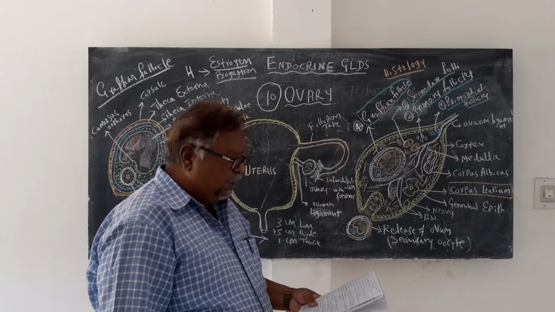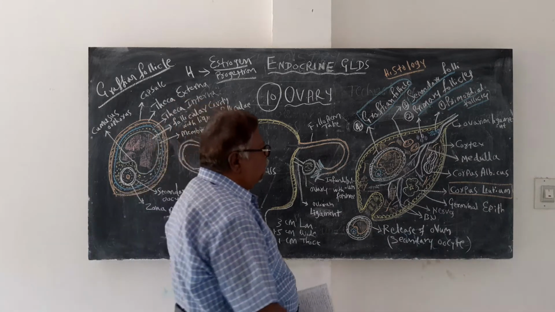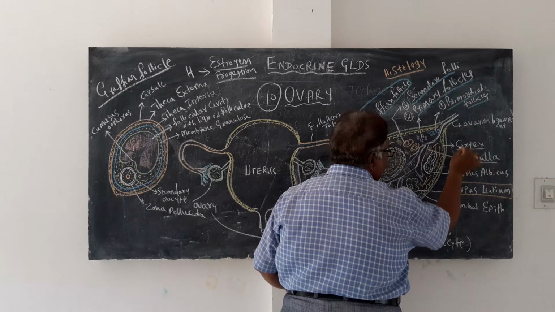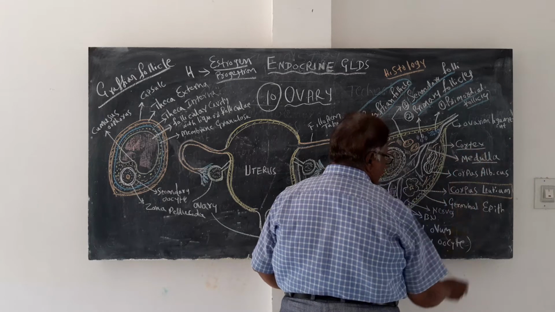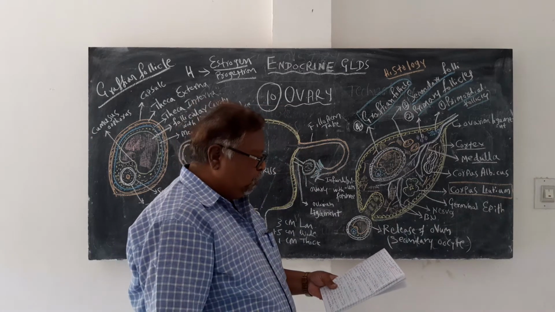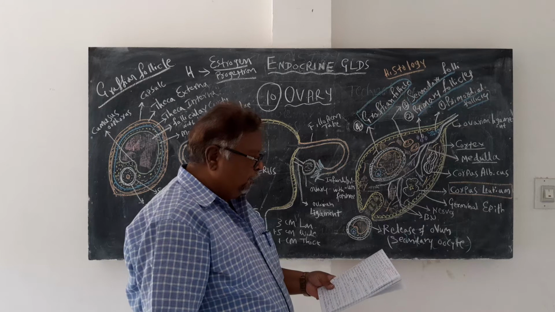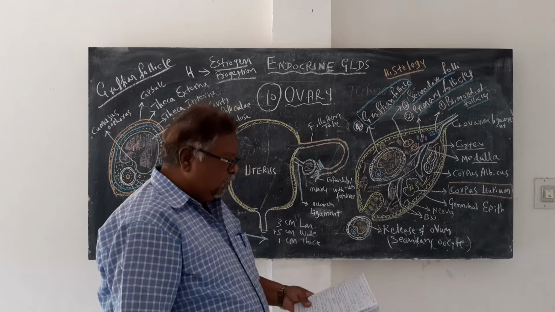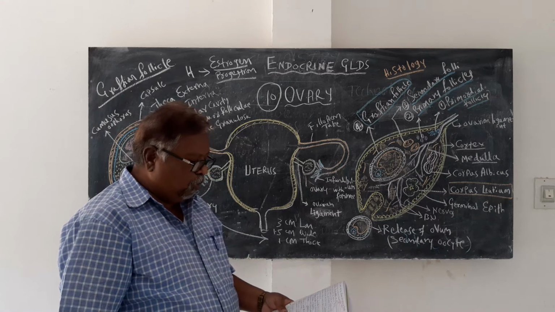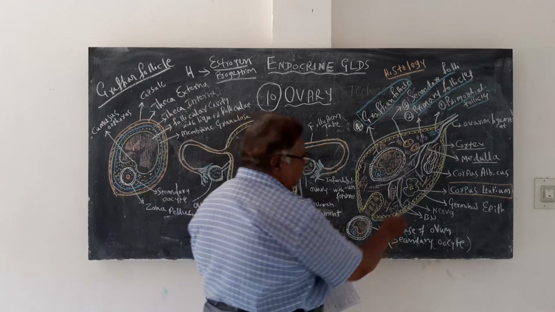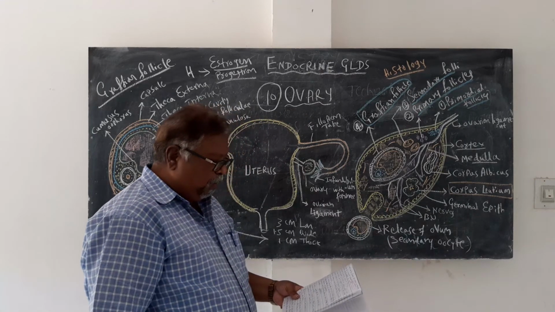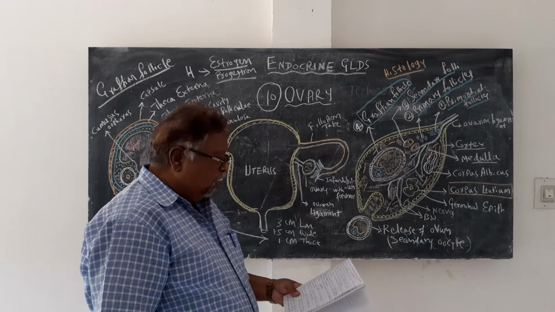The ovary is divided into outer cortex and inner medulla. This is the outer layer, which is the cortex, and the inner medulla. And a small capsule is also there on the ovary. The ovary is covered by a single layer of cuboidal epithelium called the germinal layer. These are the germinal layers, the germinal epithelial layer. Medulla is made up of loose connective tissue, blood vessels, nerves.